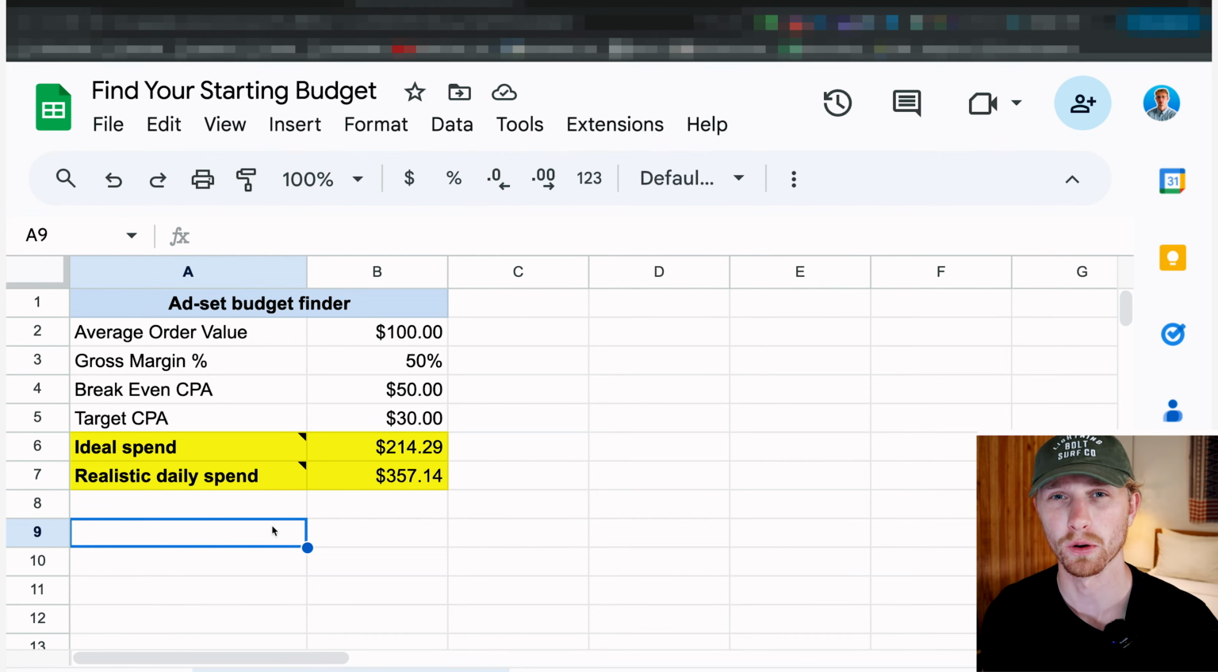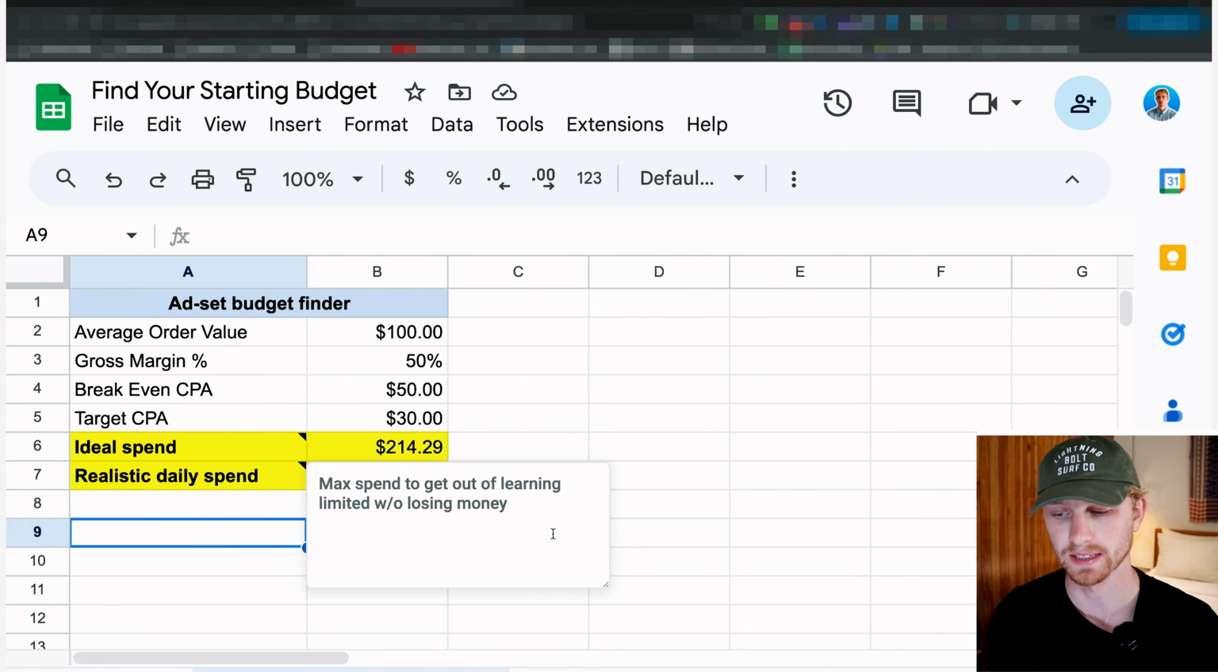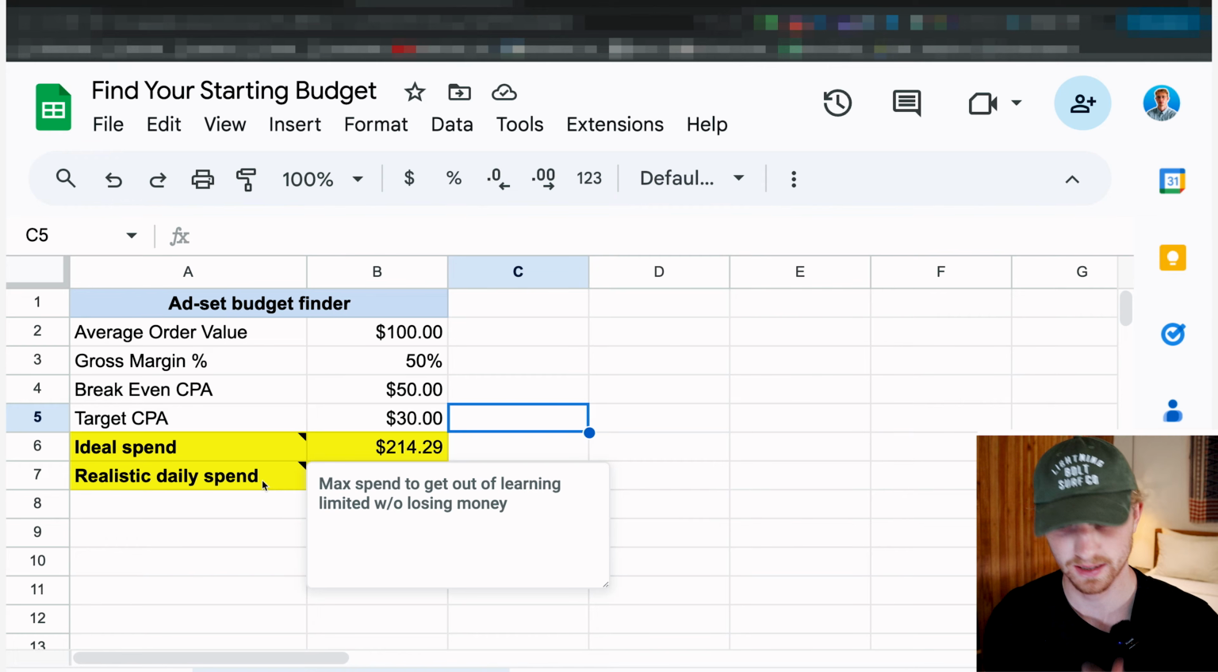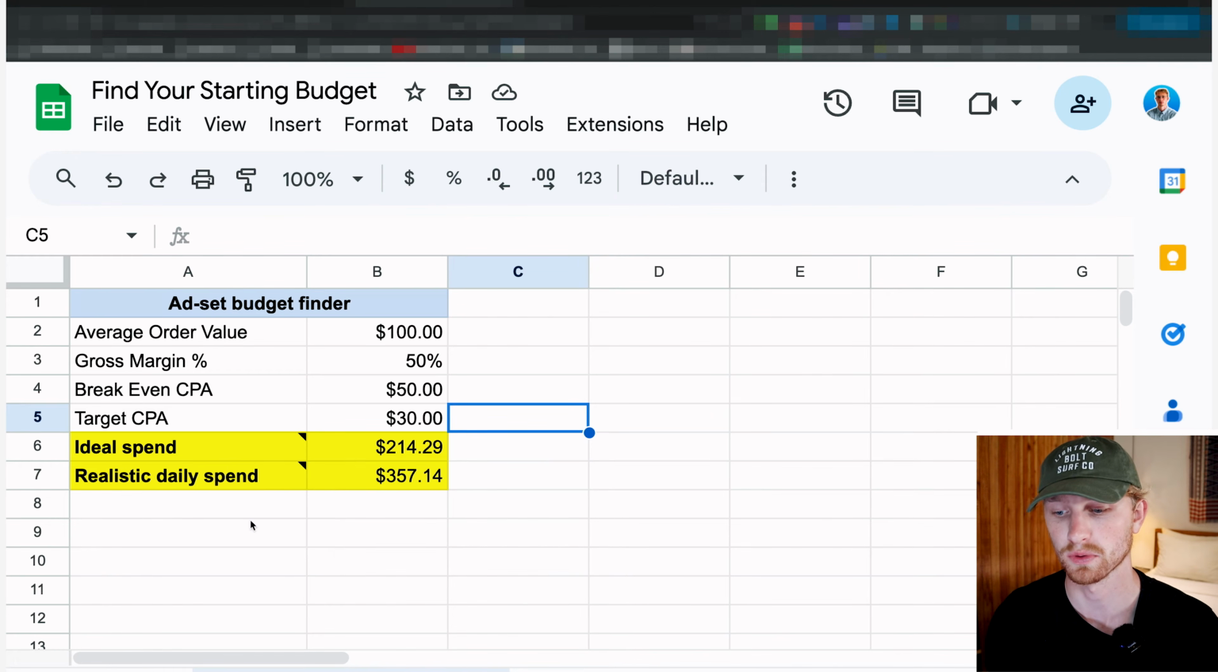If you don't already know on average what your CPA is going to be, then it's very likely that you will have to start out with your realistic daily spend from the ad set budget finder here. And the reason for that is you need to invest in some initial data to get it into your account. Your pixel needs to be warmed up and the algorithm needs more data to actually be able to optimize, and you also need to figure out what kind of creatives and offers work for you. That's why I would recommend in this instance, if you're just starting out, to use the realistic daily spend number as your daily budget for the campaign.